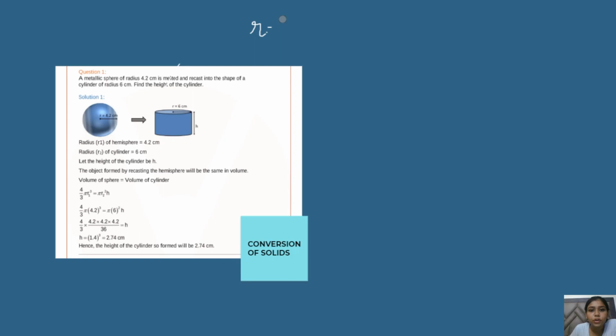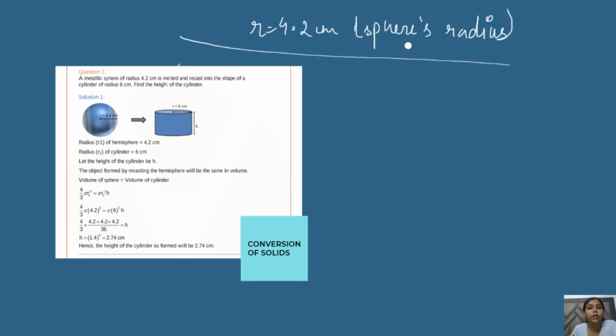Okay, this is the radius of the sphere. It is recast. When there is a sphere and you melt and recast it, it is like taking clay and making something from it, then melting the clay and making another thing from that clay. So the volume of clay will remain the same. The surface area will change depending upon the shape you are forming, but the volume will remain the same. The amount of the clay will remain the same.